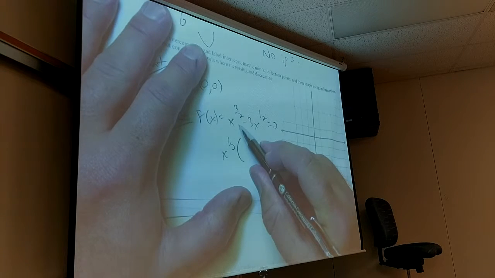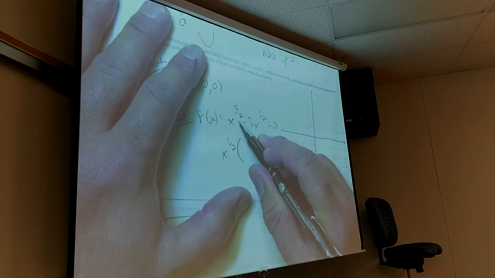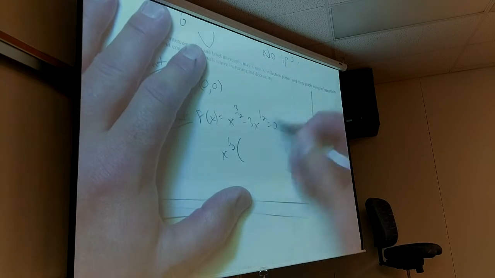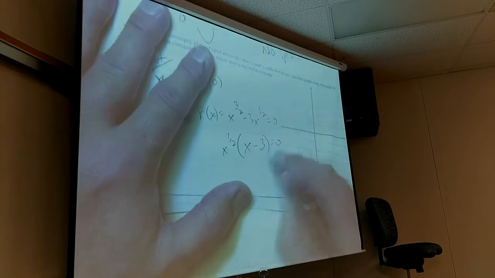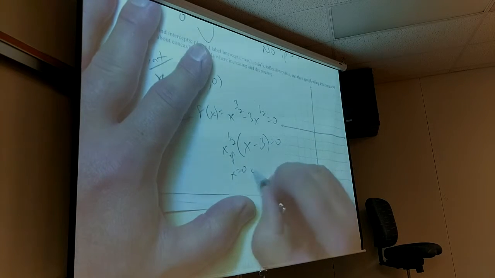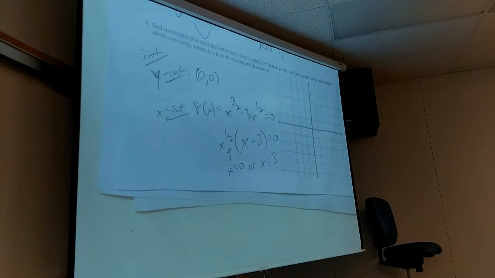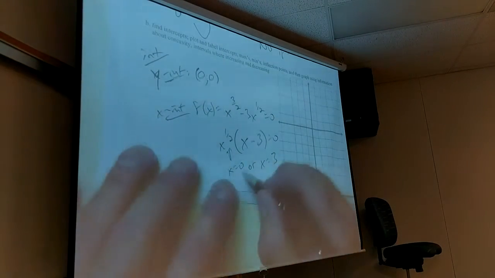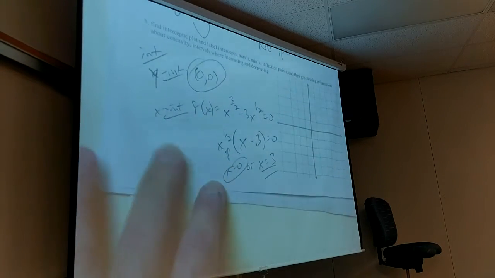So what's left inside? I'm going to take an x to the 1/2 out. X to the... Yeah, just x. I like it. X minus three. So I get either x is 0 or x is 3. So that, of course, jives with this. And this one is a neat out of nowhere.